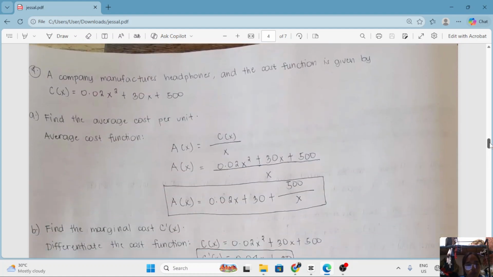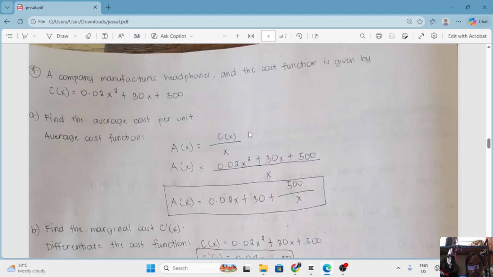So, to proceed, number 4. Our problem goes: a company manufactures headphones and the cost function is given by the equation C of x is equal to 0.02x squared plus 30x plus 500. Letter A, find the average cost per unit. Our average cost function, the formula that we use, is A of x is equal to C of x over x.